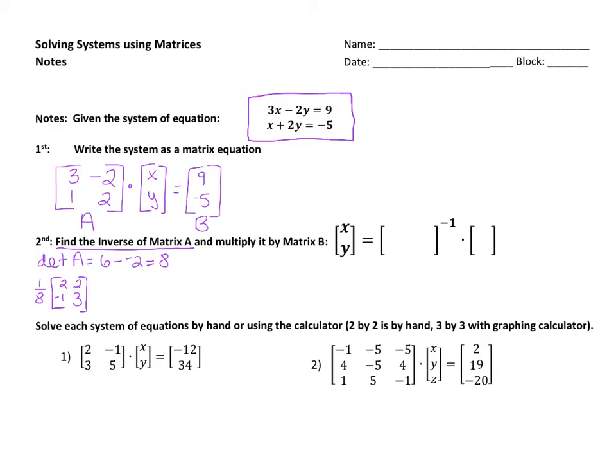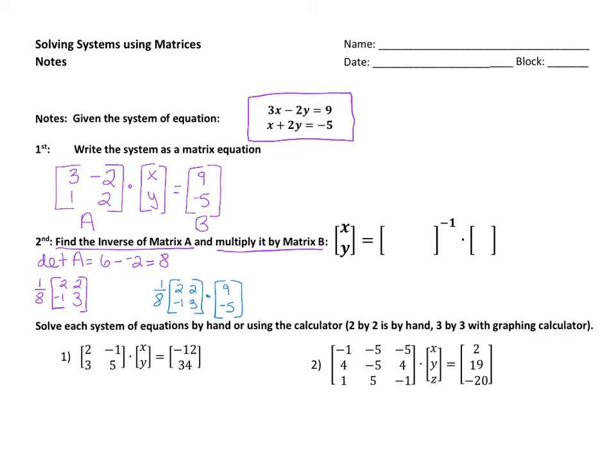So now I'm going to find the inverse of matrix A, which I just did, and I'm going to multiply it by matrix B. So my inverse of matrix A is 1/8 times 2, 2, -1, 3. And I'm going to multiply that by matrix B, which is 9, -5. Now, remember when you multiply, we can multiply in any order. So again, I could multiply 1/8 times this first 2 by 2 matrix, then multiply that answer by the third value, which is a matrix.